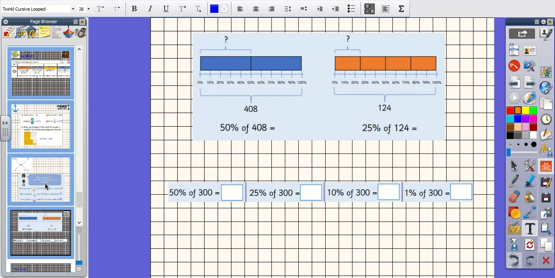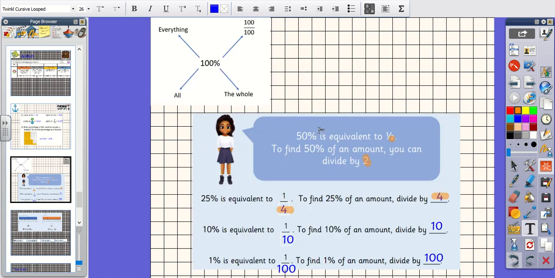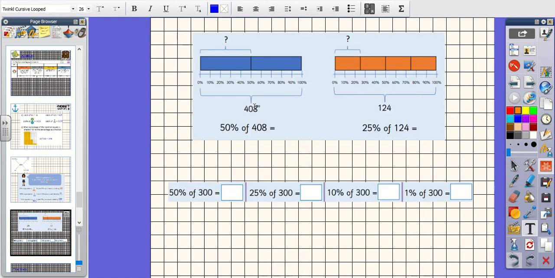Okay then, so let's have a look here. 408, we want to find 50% of 408. So let me go back to my previous one. To find 50% of an amount, you can divide by 2. So I need to do 408 divided by 2. Now, if we divide by 2, we are halving. So let's half 400 and we get 200, half of 8 and we get 4. So the answer would be 204.